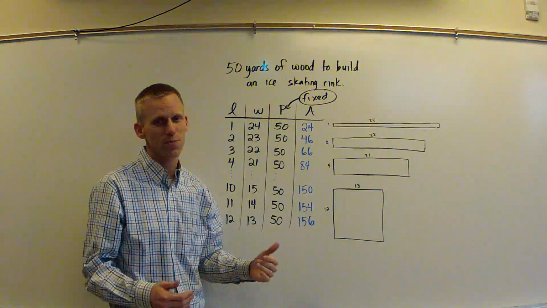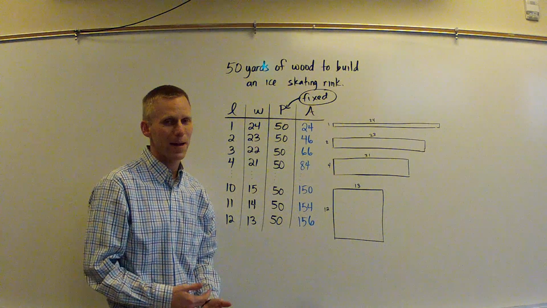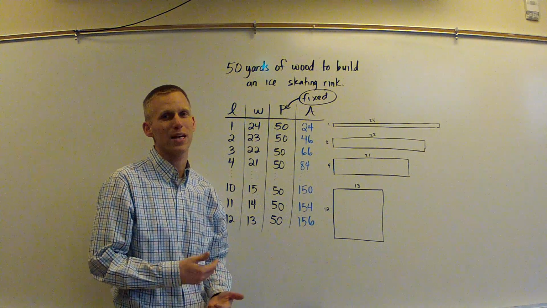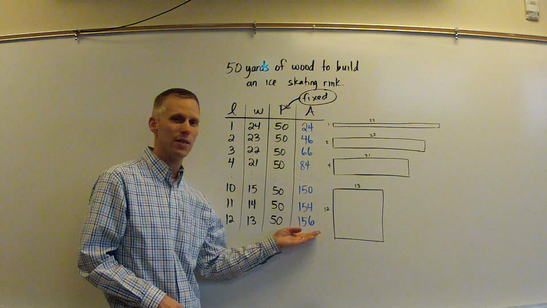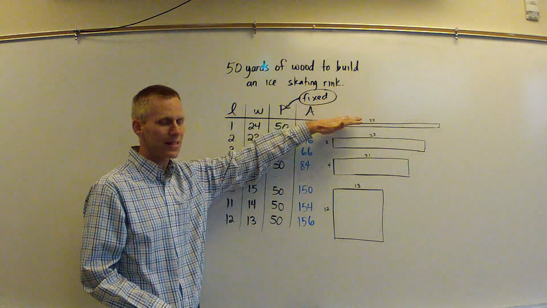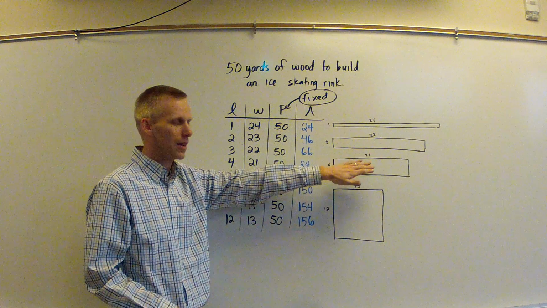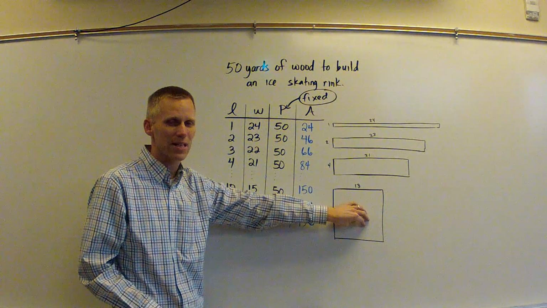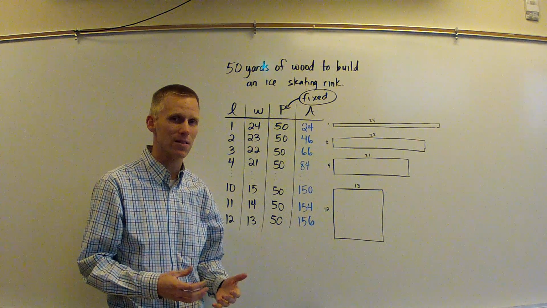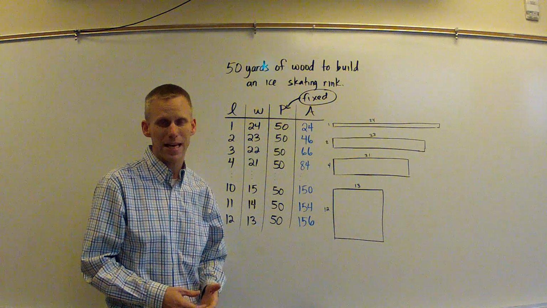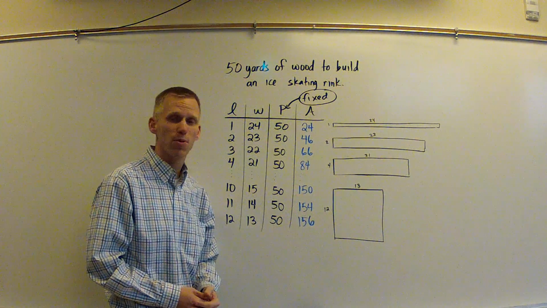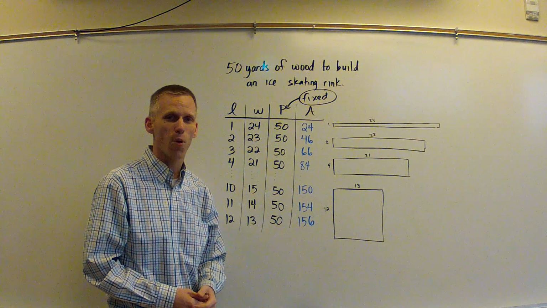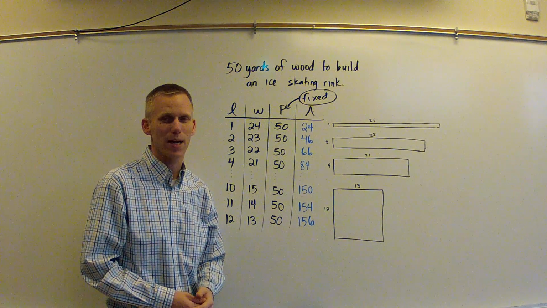Now, if it's you or if it's me trying to build this ice skating rink, my guess is you're going to want to get the most ice skating space as possible. And what happens is you get that when your rectangles become more and more like a square. In fact, we would say that a square maximizes the amount of area that you can get for a certain perimeter. And that's what this example can show us, the importance of a square when trying to maximize area.